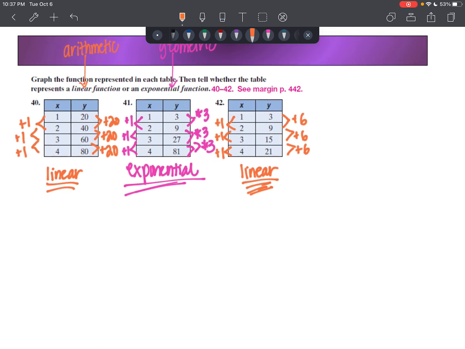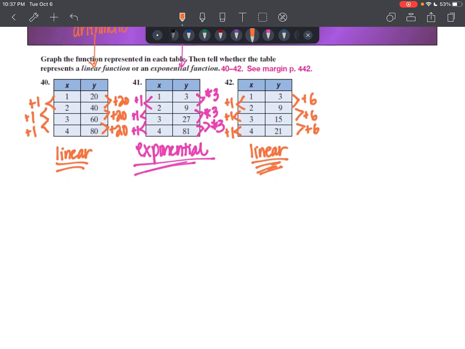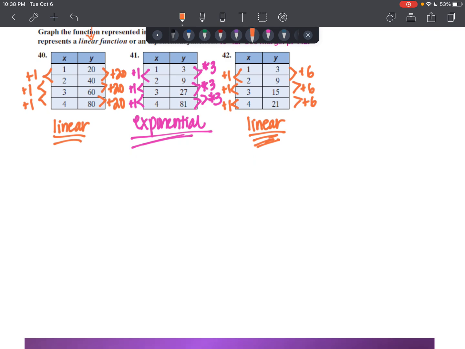So that's how you can tell the difference. You're going to multiply to get from one term to the next if it's exponential, and you will add to get from one term to the next if it is linear.